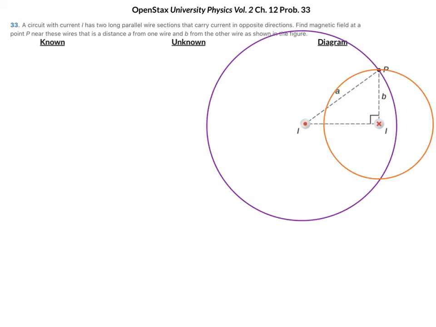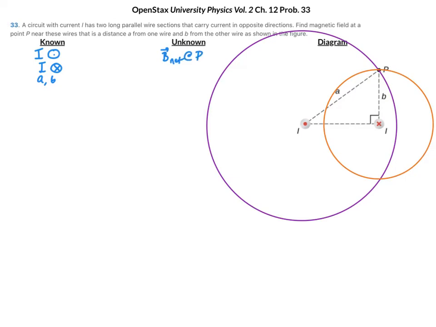So the things that we know are current I. This one is coming out of the page, and this one is going into the page. So it's the same current but in opposite directions, and then this distance is A and that distance is B. So we know that we have an I going out, an I going in, an A and a B, and we're looking for the net magnetic field at point P.